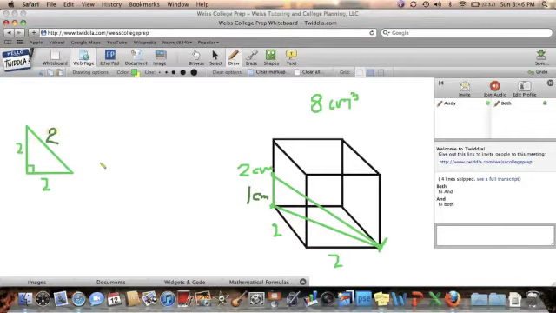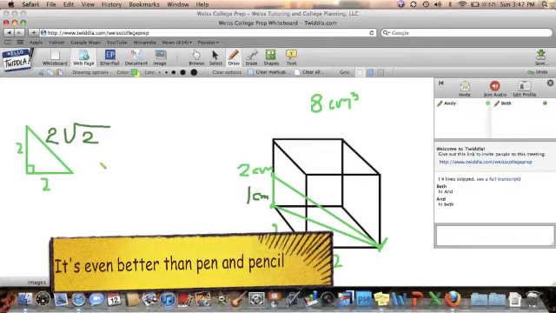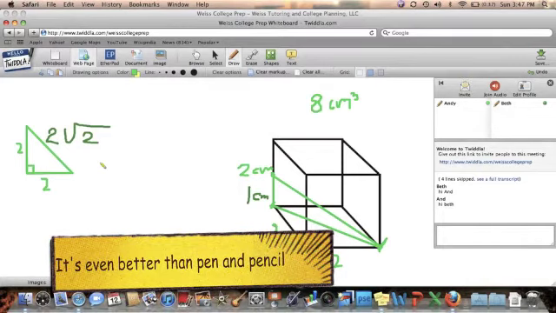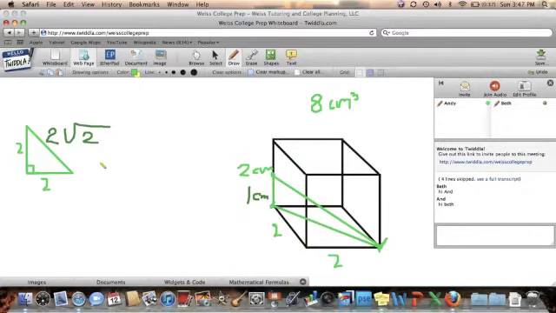2 times the square root of 2. Very good. And you can see here for the viewers at home that we're both interacting on the same whiteboard space. I can draw something, and then the person on the other end of the video chat and the whiteboard can draw something in, and we're working with each other in real time.